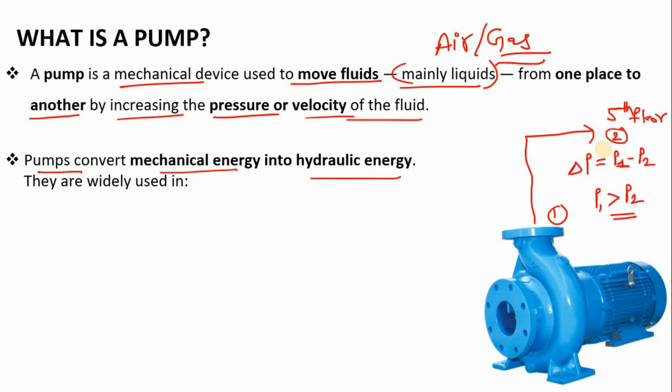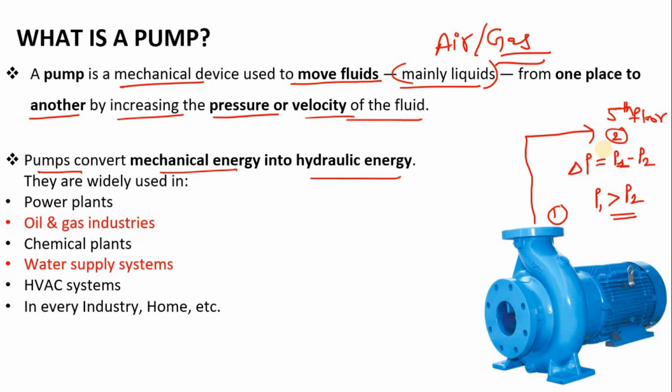Now we know what a pump is, and we somehow know the function of the pump. Now where are pumps used? Pumps are used in power plants, oil and gas industries, chemical plants, and water supply plants. Let's suppose in ETP, pumps are used. In WTP, pumps are used. In HVAC systems, pumps are used. In every industry, even in your home as well, we use a pump to move fluid from your ground floor to your top floor.